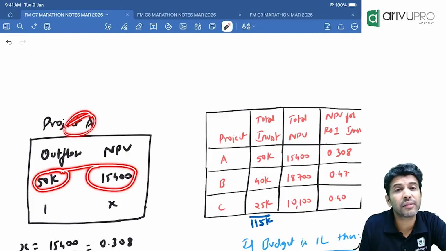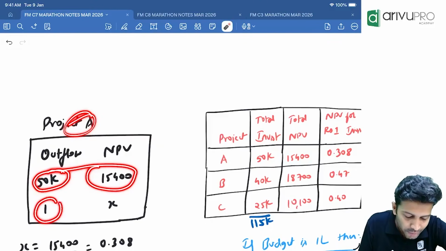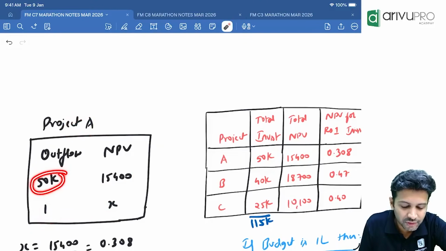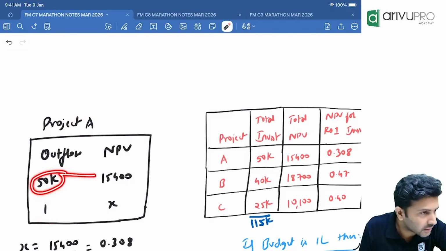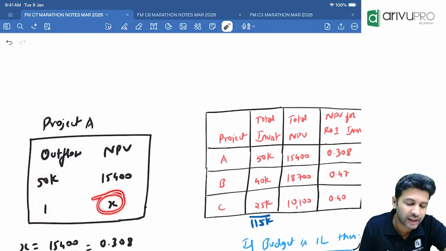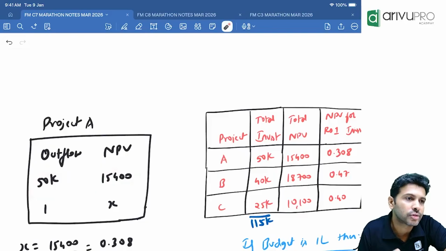15,400. Now I'm getting everything on a 50,000 platform, or a 1 rupee platform. If 1 rupee is the investment, how much is the NPV? If 50,000 is the investment, NPV is 15,400. If 1 rupee is the investment, how much NPV? Calculate X for me. How do you get X here? Cross multiplication. How much is that? 15,400 divided by 50,000. Correct?